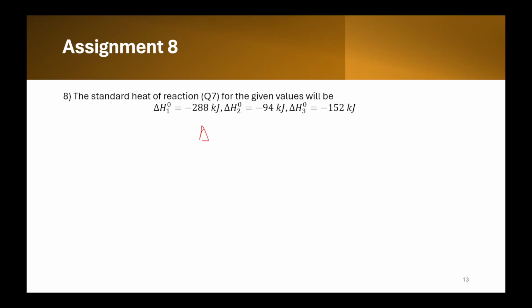So that is what you need to compute in question 8 from question 7. So delta H reaction standard will be delta H1 standard minus delta H2 standard minus delta H3 standard. So we are given the values, we write those values here. So delta H1 is minus 288, plus 94 and minus 152, all in kilojoule, units consistent. So we compute the result here. Very straightforward in this case. So minus 42 kilojoule.